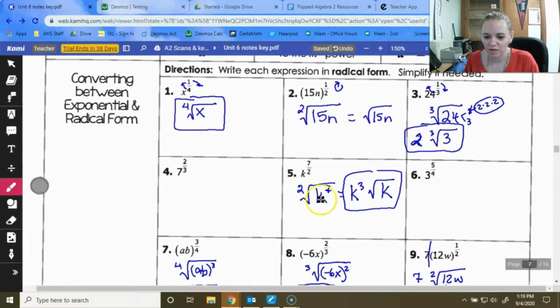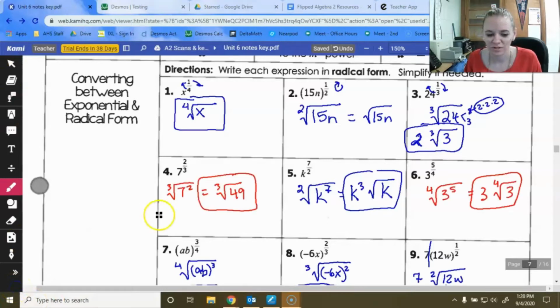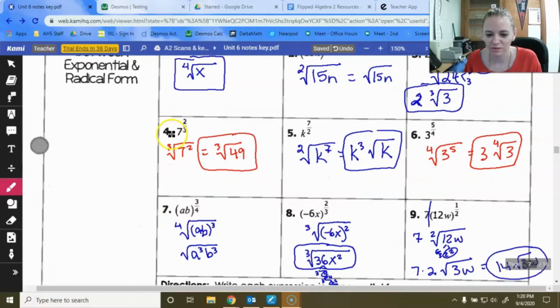Why don't you go ahead and try these other 2, 4 and 6, and see if you're good. Okay? Pause the video and then press play when you're ready. Hopefully that wasn't too hard for you. Number 4 resulted in 3rd root of 49. Number 6 resulted in 3 times the 4th root of 3.